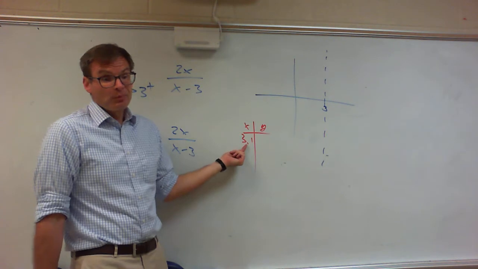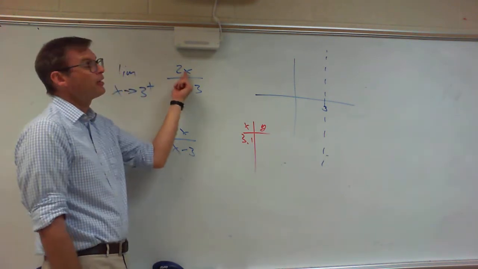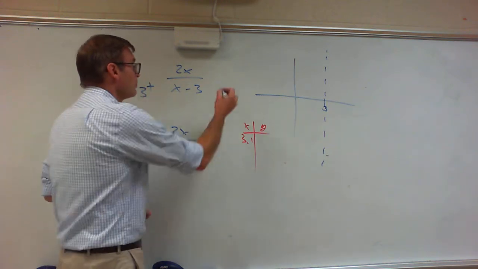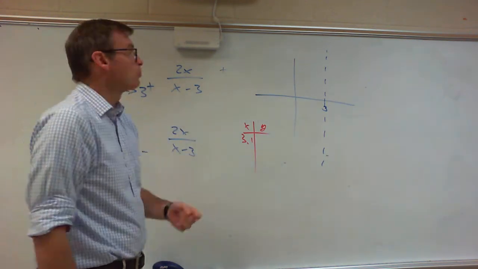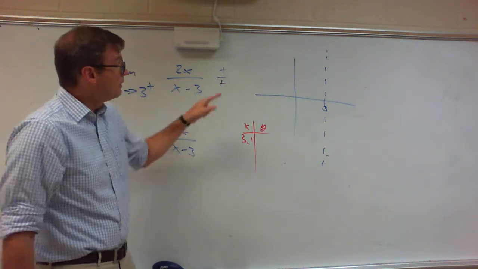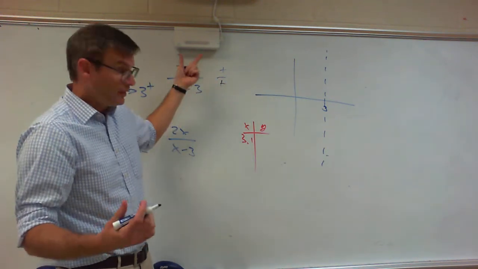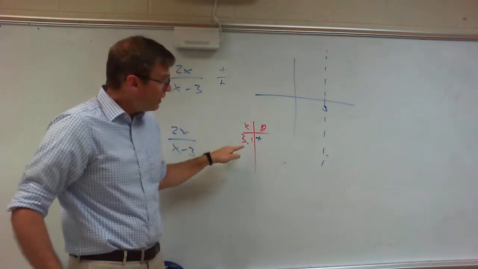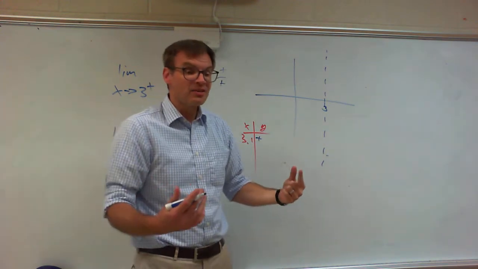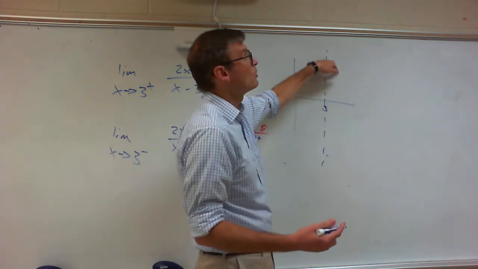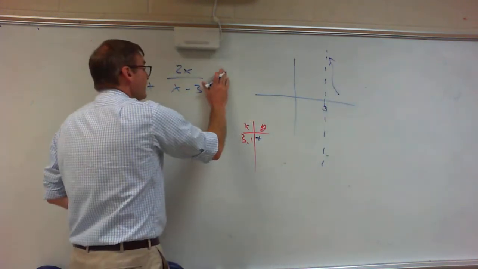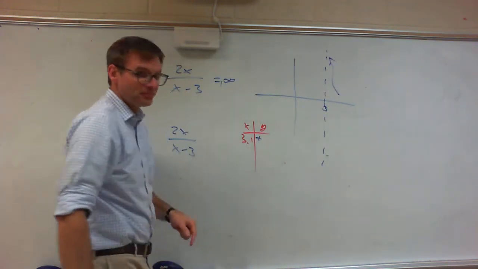So if I plug in 3.1, let's see. I'm going to plug in 3.1 at the top. Well, 2 times 3.1, I don't really care, but I know it's positive. I'm going to plug in 3.1 at the bottom. 3.1 minus 3, I know that's also positive. And I have positive over positive. Well, that's going to be a positive number. And because when I plug in something just to the right and I get a positive number, that's telling me it's going all the way up. So I can say that this is going to positive infinity.